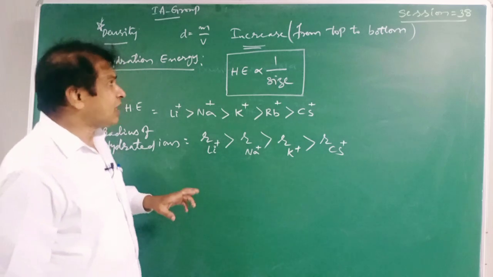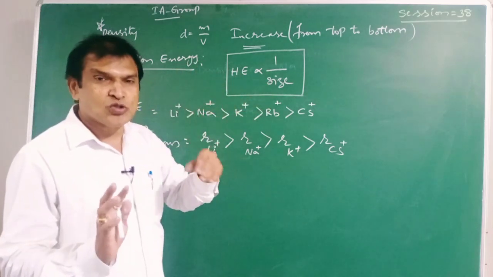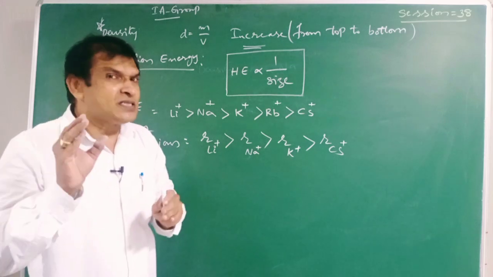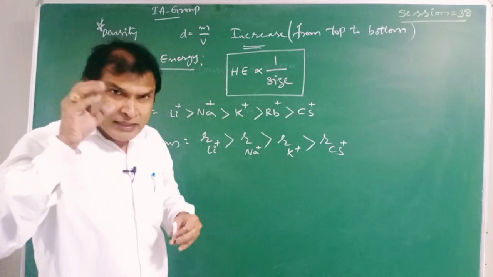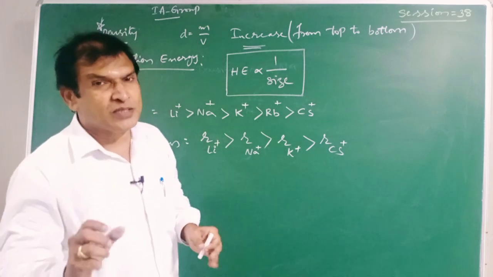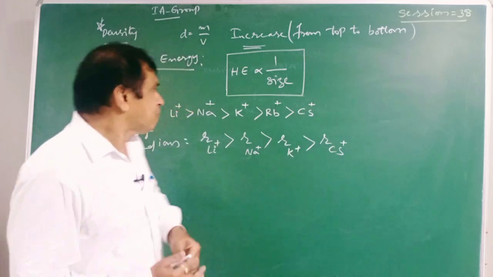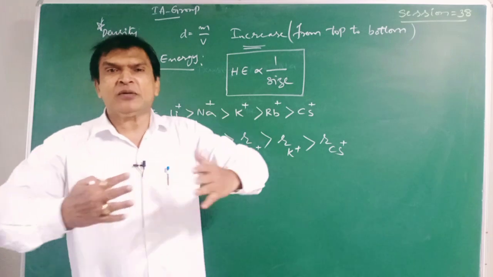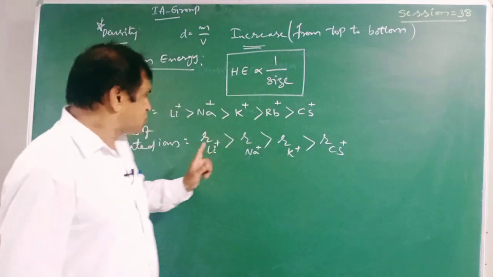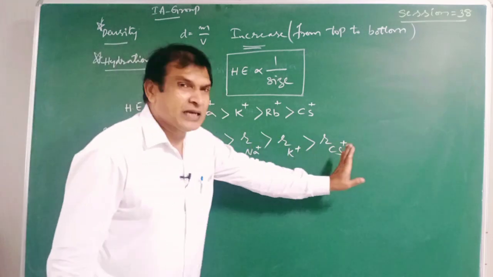You got it? Is the concept clear? Hydration energy is inversely proportional to the size. So the smaller alkali metal ion gets more hydrated. Lithium being smaller in size, lithium ions get more hydrated. Then when lithium ions get more hydrated, the size of the lithium ion becomes bigger. So the radius of hydrated lithium ions is bigger than other alkali metal ions.